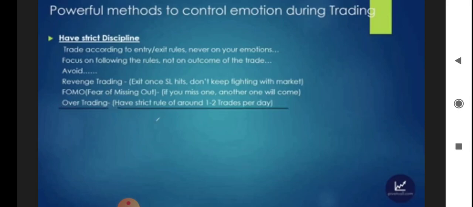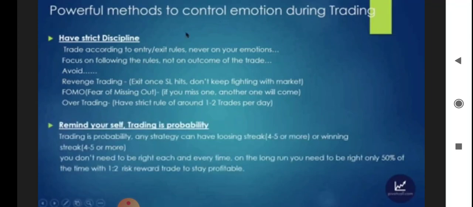Always have a rule. When you overtrade, you start taking random, impulsive trades. When you have a rule that I'll take only one or two trades per day, then you will wait for the right setup and the right patterns. So that's why I said in trading, it is not that the more trades you take, the more profit you are going to make. When you take fewer trades, you wait for high probability patterns.